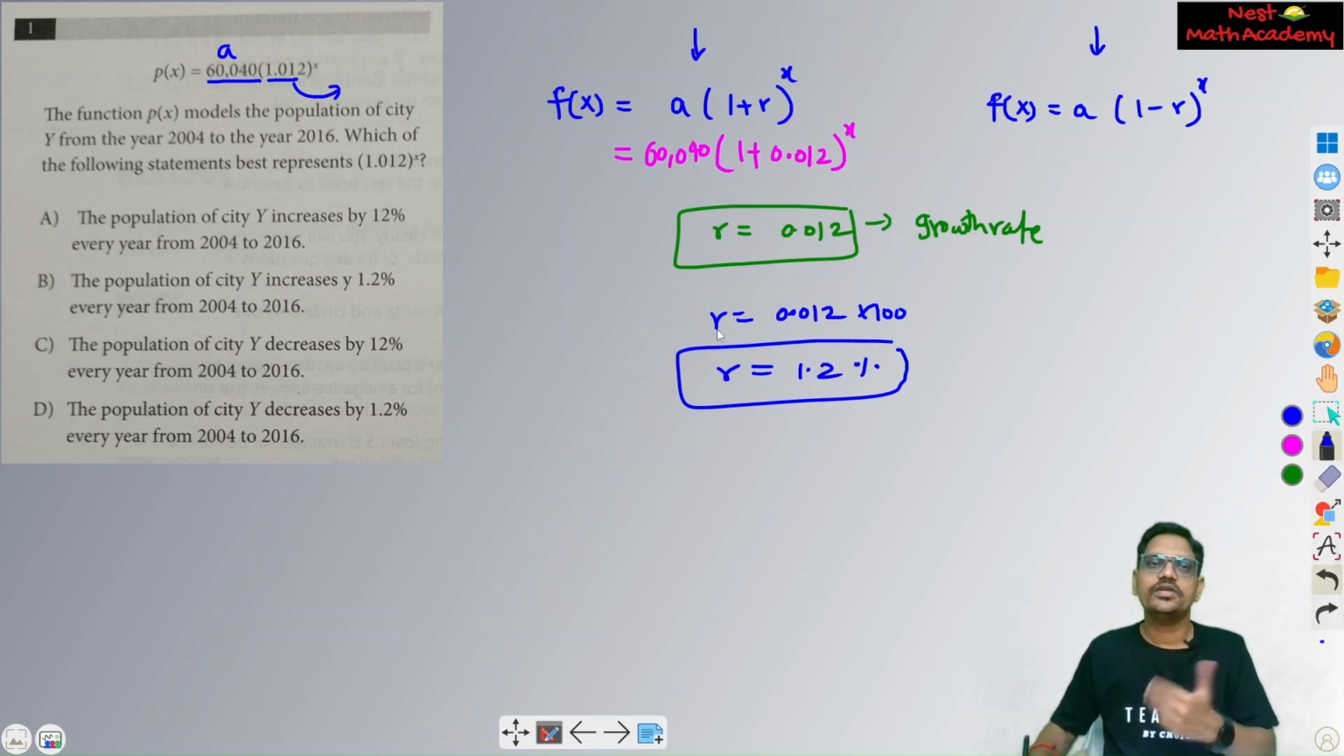See that? If it was less than 1, we would have compared with this and found what is the r, the decay rate we call it. In this case, it is the growth rate. Clear?